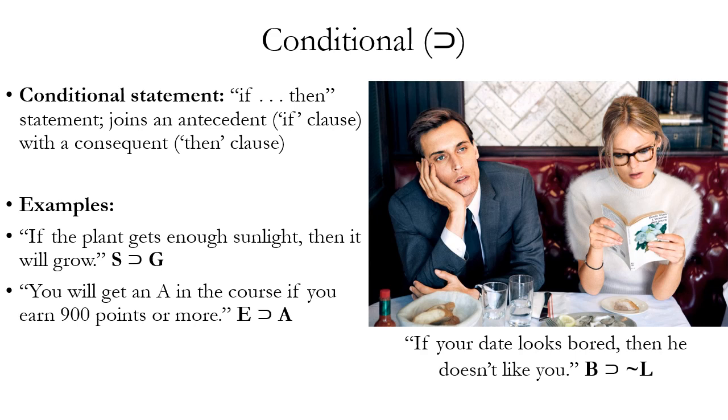Let's look at a couple of examples that express the different ways the conditional can be expressed in the natural language English. If the plant gets enough sunlight, then it will grow. So this is a pretty straightforward case. We have both if and then. The word if indicates the antecedent or if clause, and the word then indicates the consequent or then clause.